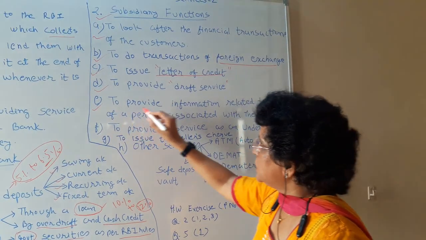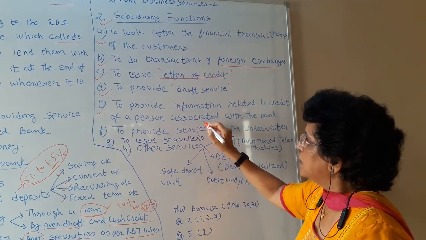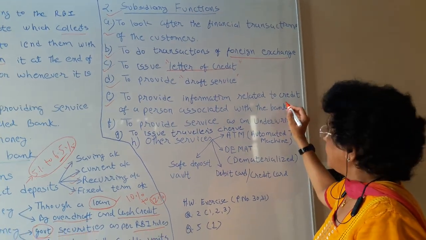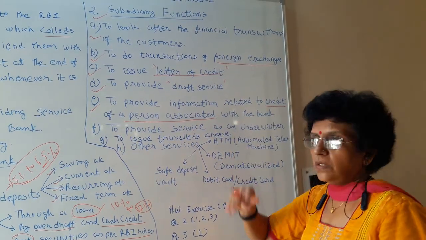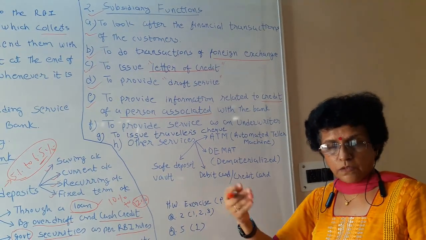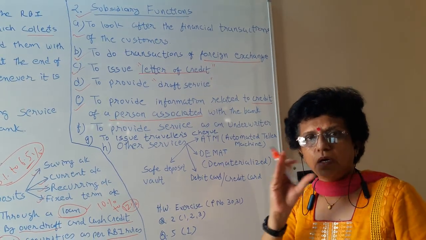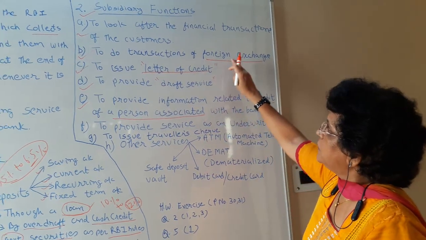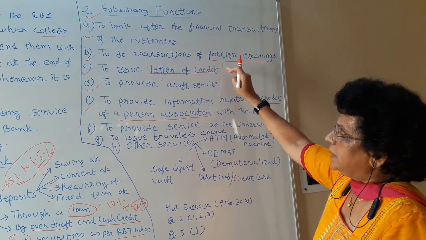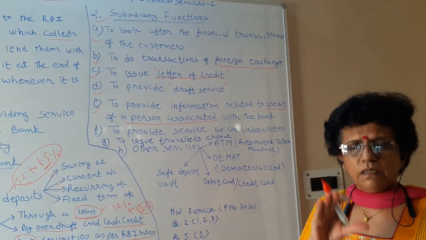Next is to provide information related to the credit of a person associated with the bank, for any other institution from where you want more finance. So again you need your reference, again you need your reliability letter. It is very much related to your letter of credit and to assuring your financial soundness.